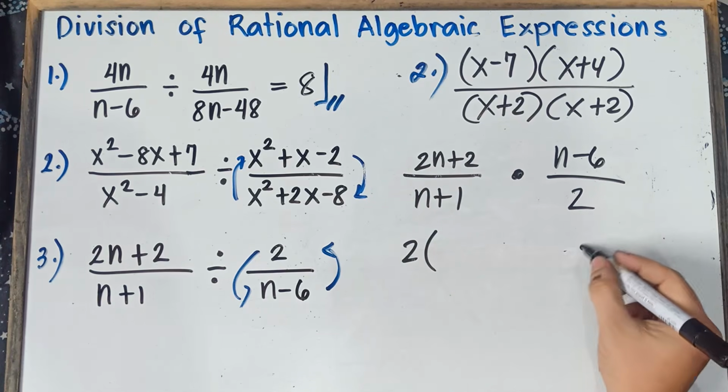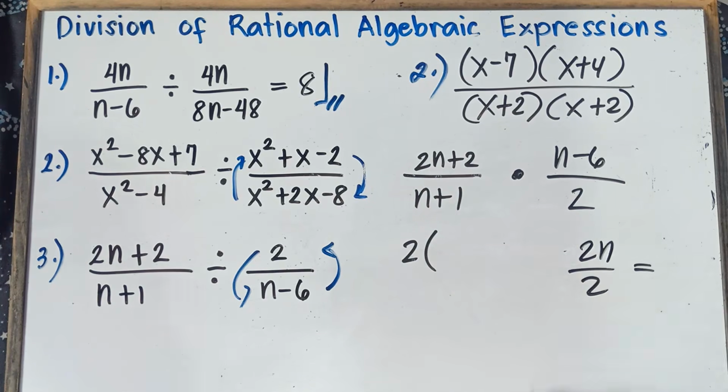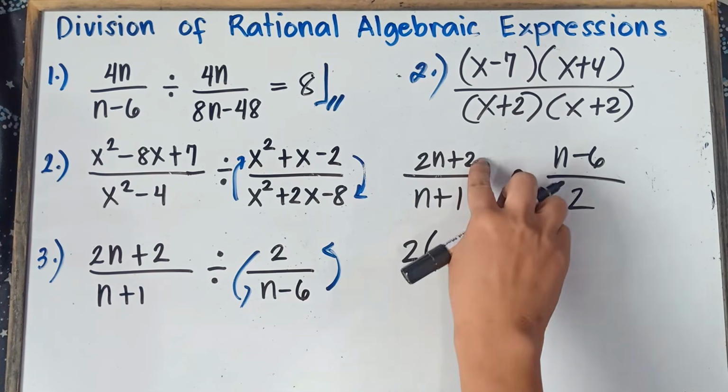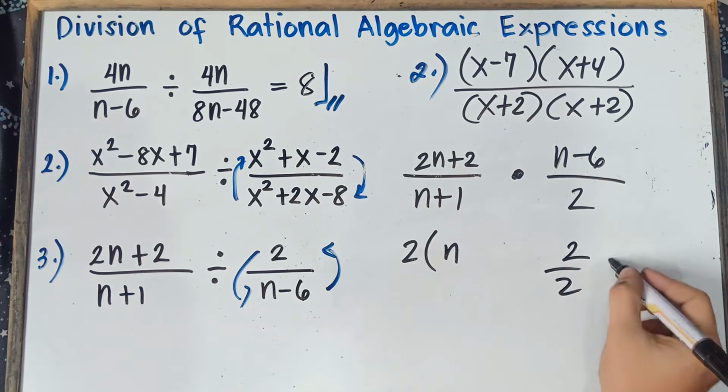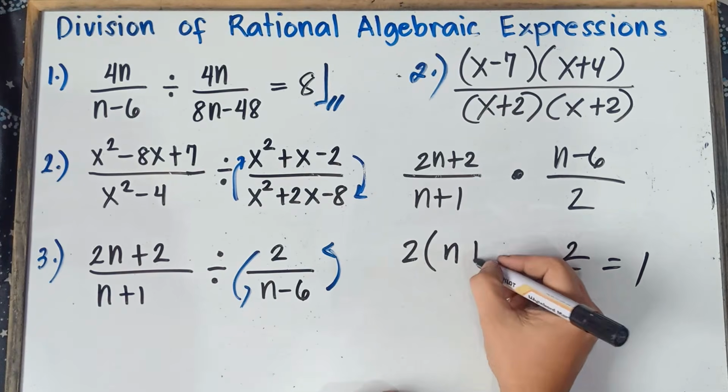Alright, and then simply divide this one. 2n divided by 2, cancel this out, that would be equal to n. And then 2 divided by 2, that would be equal to 1. So that would be positive 1.